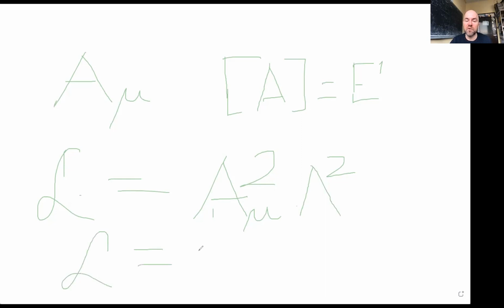But if we write (d_mu A_nu) squared, for example, something like that, which is part of the kinetic term, then there are two dimensions from the photon field, but the derivative also has a dimension because it's 1 over distance. So it's like momentum, so it also has the dimension of energy.